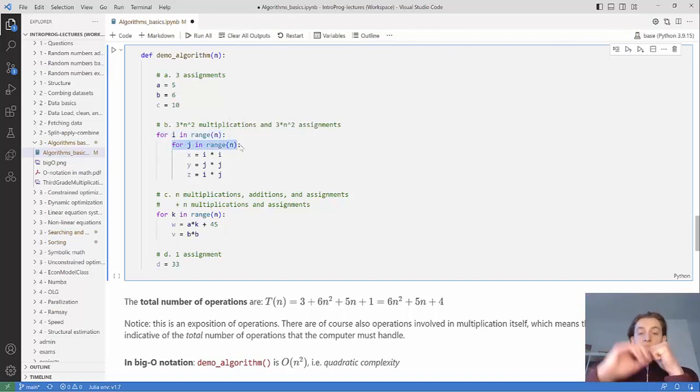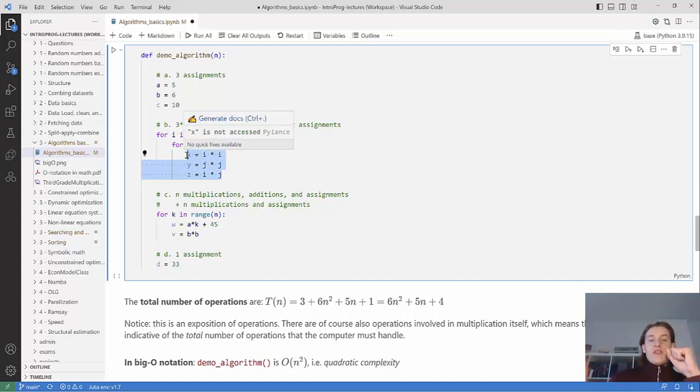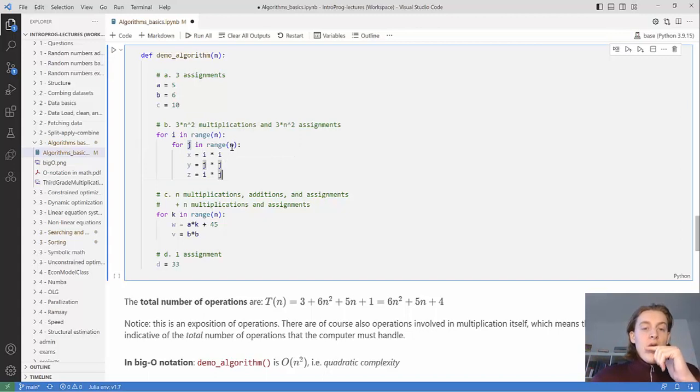So for each n, it loops through n, which means that these 3 lines of code are run n times. And then for each line of code, it does 2 operations: it does multiplication, and it does assignment, which is why we have 3 times n to the power of 2, which are the 3 multiplications in here, and then we have 3 times n to the power of 2 assignments.